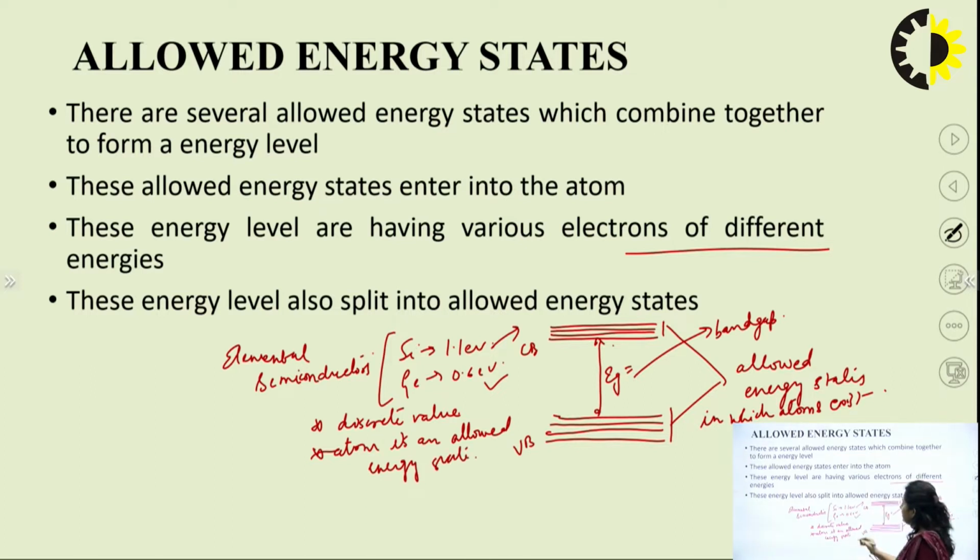So these two points, discrete values of energies, and the atom can exist only in an allowed energy state. These two points are very important for the purpose of how the atom, or how the electron, will reside in the allowed energy state.